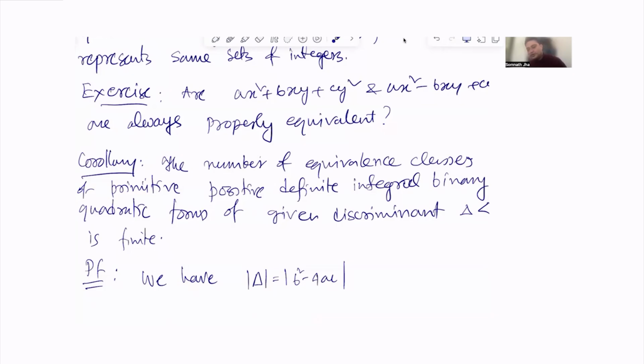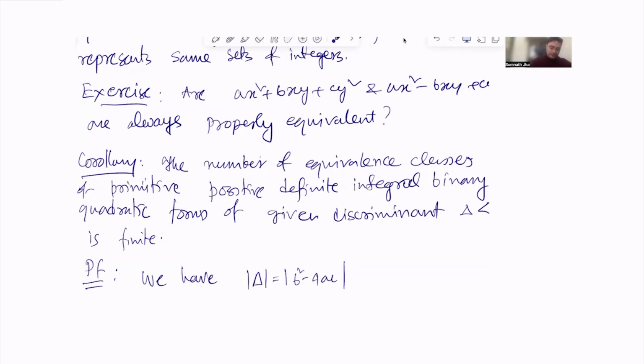So we fixed a discriminant delta, and we are considering negative delta, and we are considering binary quadratic forms which are integral primitive, because unless it's integral primitive it doesn't make sense. So integral primitive, positive definite, and discriminant delta, and then the number of such equivalence classes. Each equivalence class contains exactly one unique reduced form, and the number of equivalence classes we are saying is finite.